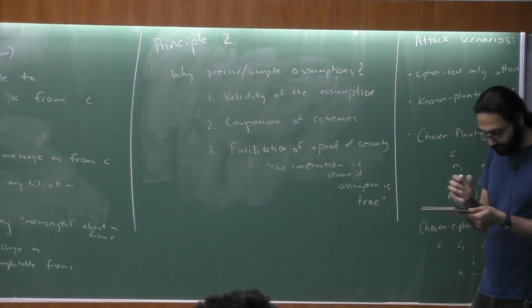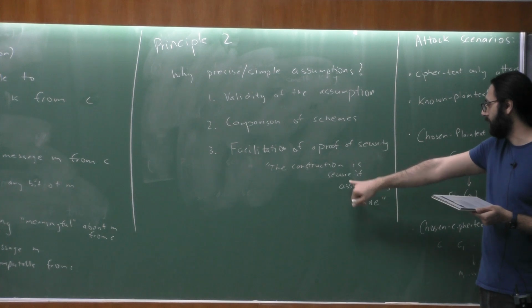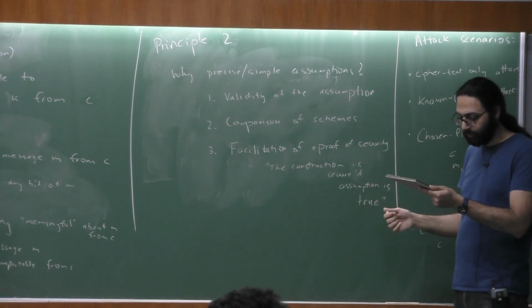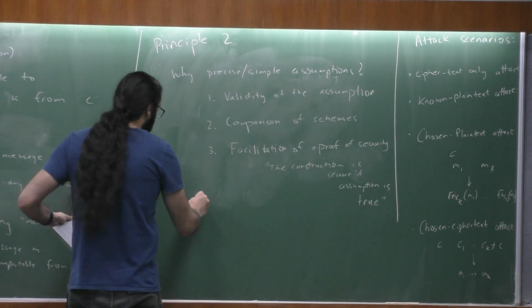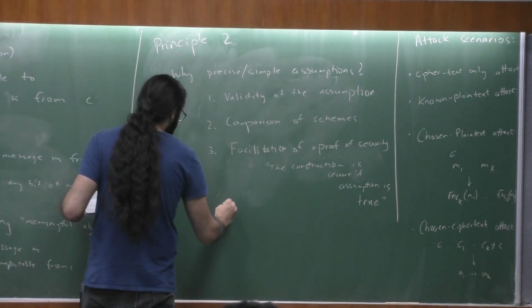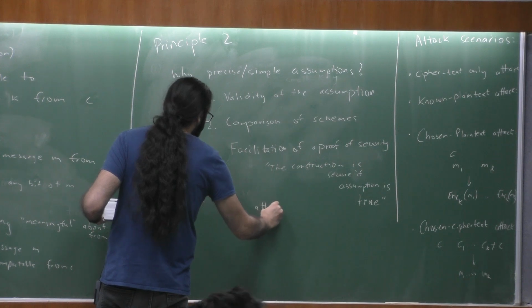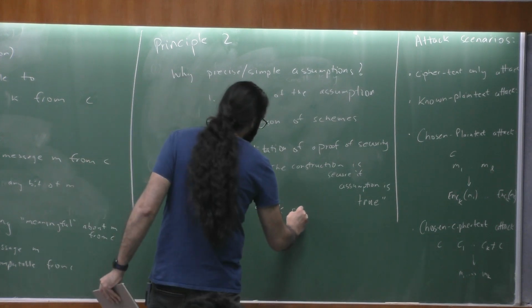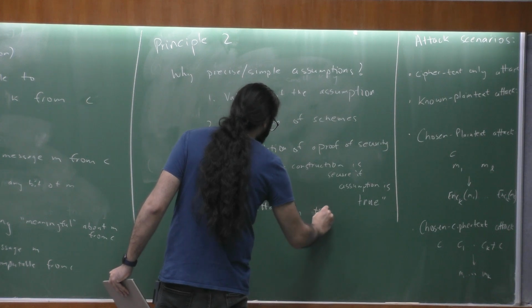Good. And how does one formalize this idea? How do you go about showing that the construction is secure if the assumption is true? You do the contrapositive, right? So basically you show that if there exists an attack on the construction, let's say.